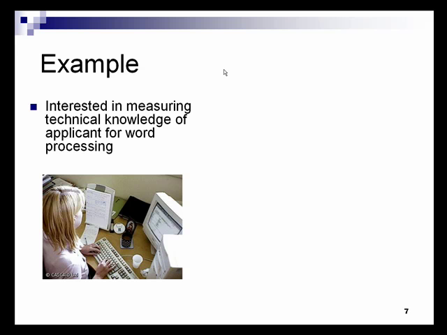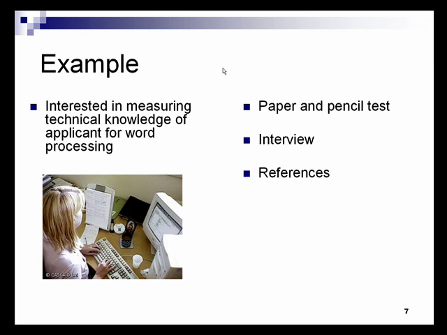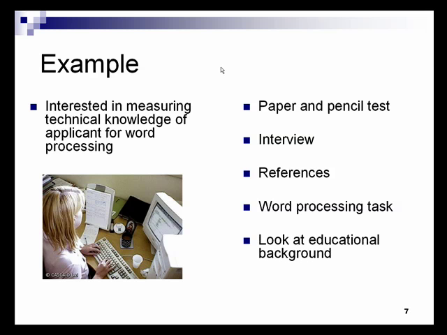So I could measure technical knowledge with a paper and pencil test, right? Well, couldn't I also interview applicants to assess their technical knowledge of word processing? What about references? Couldn't I talk to other people who know an applicant and ask about the technical knowledge from others who know the applicant or have worked with them? What about an actual word processing task? Could I do that? Sure, I could. And finally, couldn't I look into the educational background of the applicants, perhaps seeing if they have a particular subject matter completed, or maybe an associate's degree in administrative office assistant? Yes, all these are processes for measuring the content or attributes of technical knowledge.